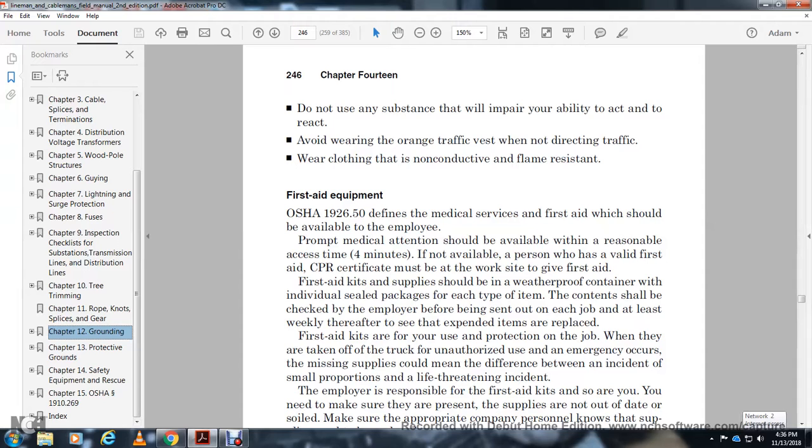Wear flame resistant clothing and have first aid equipment. OSHA 1926.50 defines medical services and first aid: proper medical attention should be available, and first aid should be accessible to the person at all times.